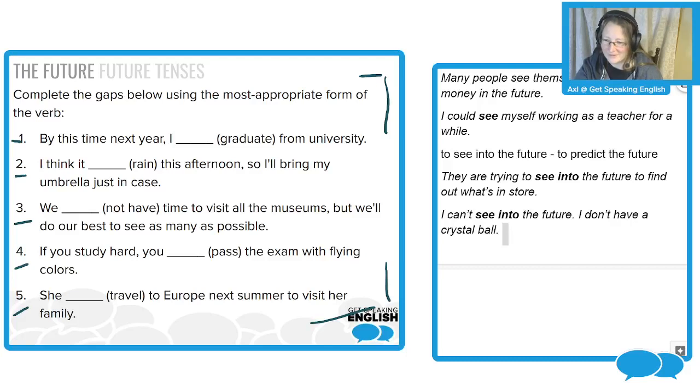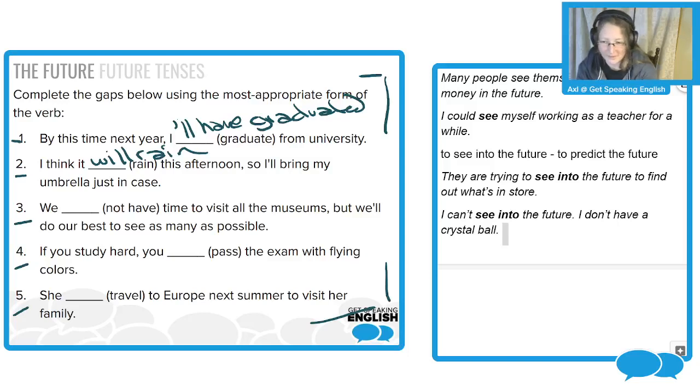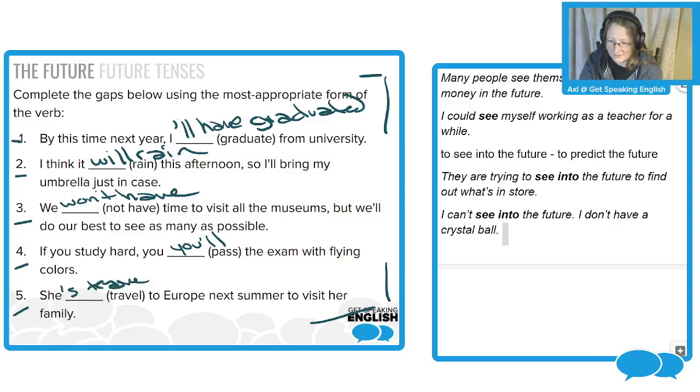So the first one, I think by this time next year, I'll have graduated from university. I think it will rain this afternoon, so I'll bring my umbrella just in case. We won't have time to visit all the museums, but we'll do our best to see as many as possible. If you study hard, you'll pass the exam with flying colors. And she's traveling to Europe next summer to visit her family.